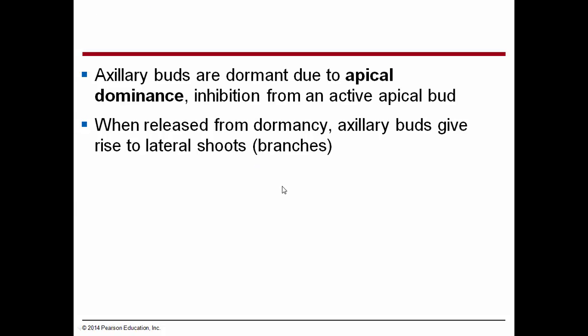Axillary buds are dormant due to apical dominance and inhibition from active apical bud. When released from dormancy, the axillary buds give rise to lateral shoots. So those apical buds, if there's another bud that's grown out before it, then it inhibits the growth of that bud. If that bud gets broken off, eaten by a giraffe or broken away by the wind, it can release that potential for that axillary bud to give rise to lateral shoots.